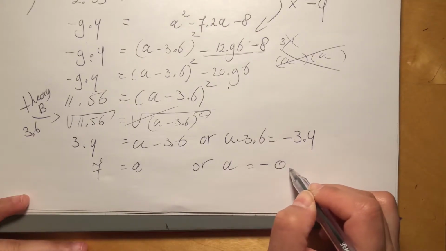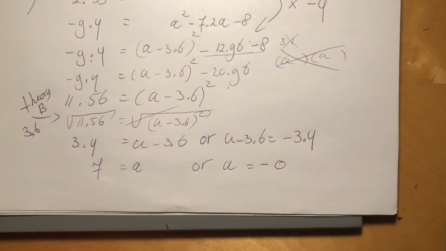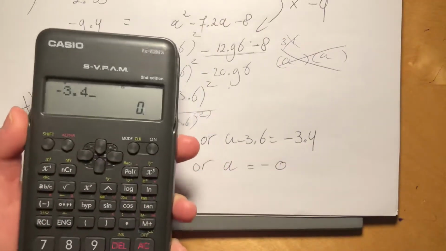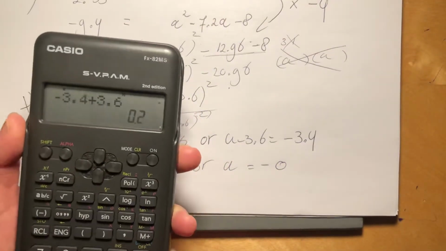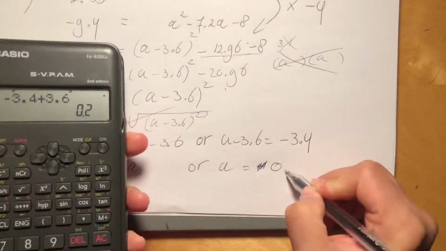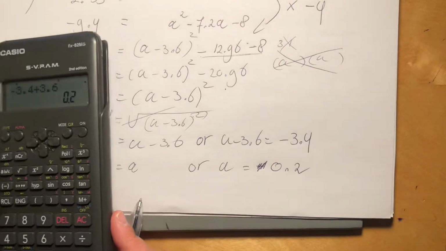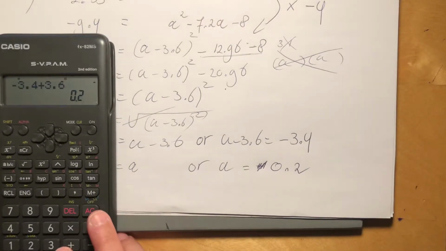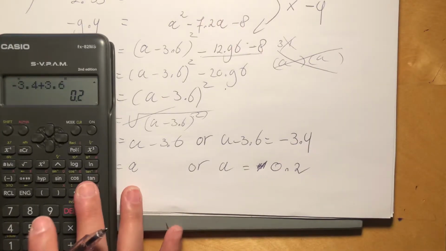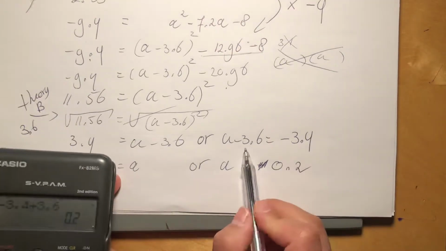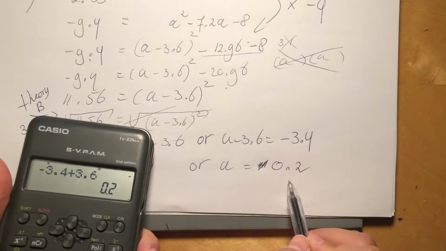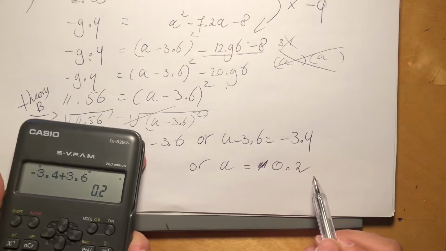Negative 0.2? No, that's not true. It's not negative 0.2, is it? Because it's negative 3.4 plus 3.6, which is positive 0.2. Now I'm going to doubt if I made a mistake. But I certainly did not. No, because negative 3.4 plus 3.6, we bring it as positive 0.2.